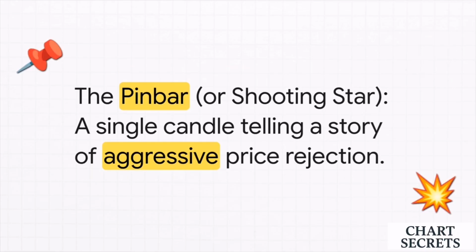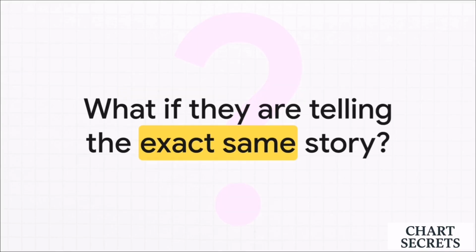Now, let's look at something that seems totally different, the pin bar. You might also know it as a shooting star. This whole story happens in just one candle. The price shoots way up and then gets aggressively slammed right back down, all in the same period. So on the surface, these two look nothing alike. One takes 3 candles to play out, the other takes just 1. But what if I told you they are telling the exact same story?